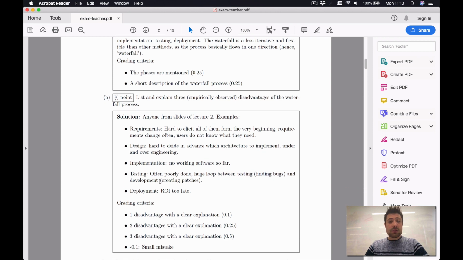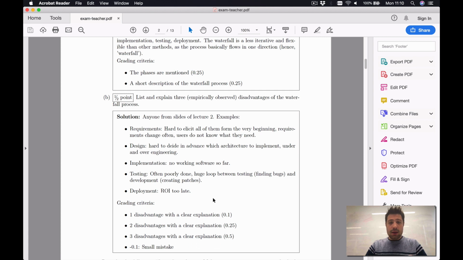List and explain disadvantages of the waterfall process. I don't have a lot to say in here. I observed basically all the disadvantages we discussed not only in the slides but in the lecture as well. So I was pretty happy to see that even things that I didn't put explicitly on my slides were mentioned in the exam.